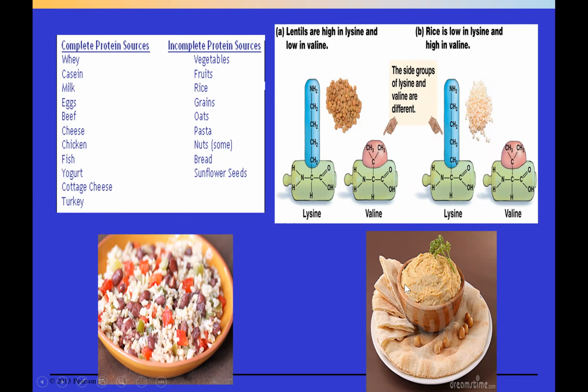And here is one of my favorites. It's hummus and pita bread. It's an explosive combination. Even pizza, cheese pizza, it's a combination that makes it a complete food.